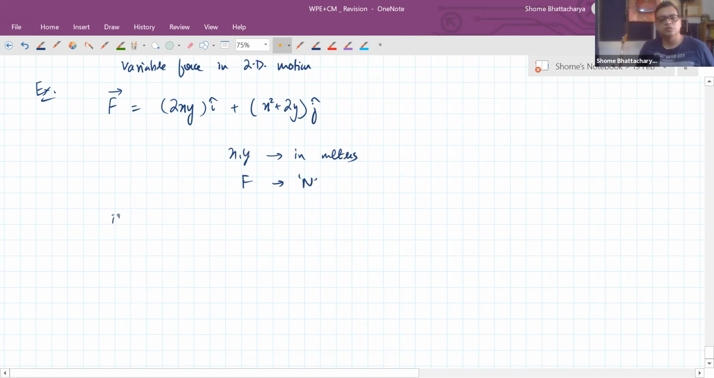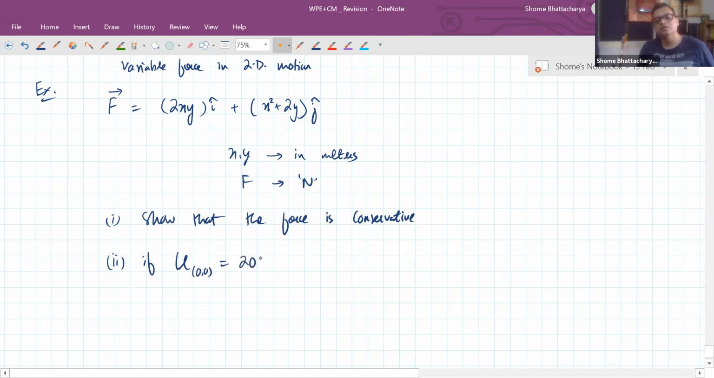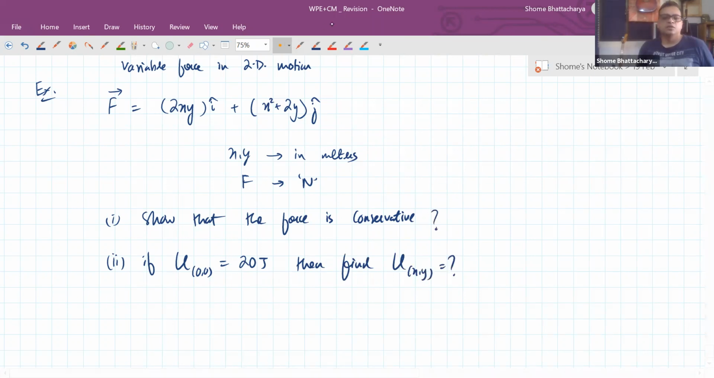So first of all, we have to show that the force is conservative. And secondly, if the potential energy at the origin is given to us as 20 joules, then find the potential energy at a general point x, y. So this is the question, just take a look at it. We'll discuss the solution.